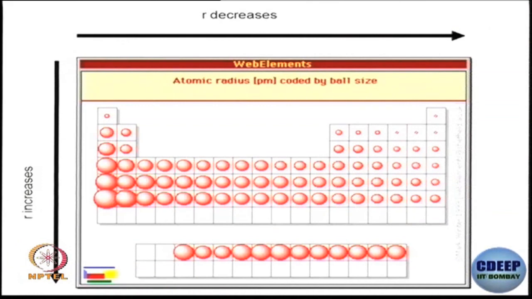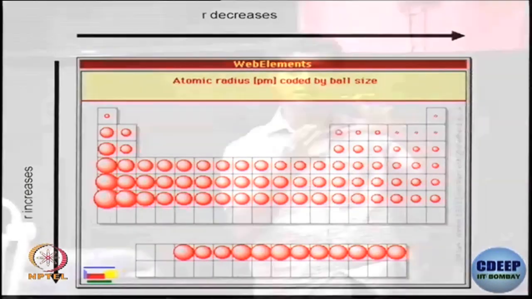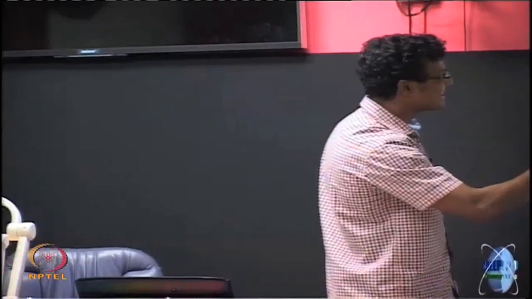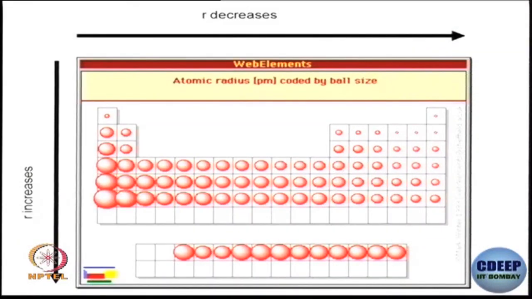Since the effective nuclear charge is very high, the outer shell electrons, or overall all the electrons, will be pulled in very effectively towards the nucleus, and therefore size will be decreasing considerably. If you see from here, lithium, beryllium, boron, carbon, nitrogen, oxygen, fluorine, neon, size is decreasing considerably. This is representative data. On the other hand, if you look from top to bottom, you see the size is increasing.